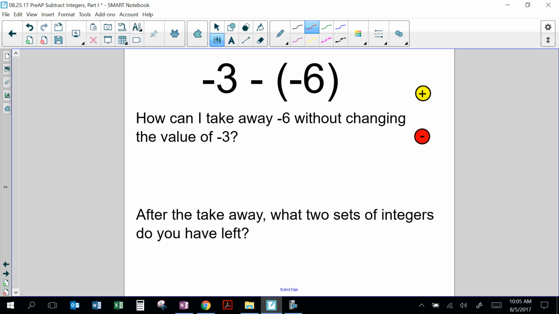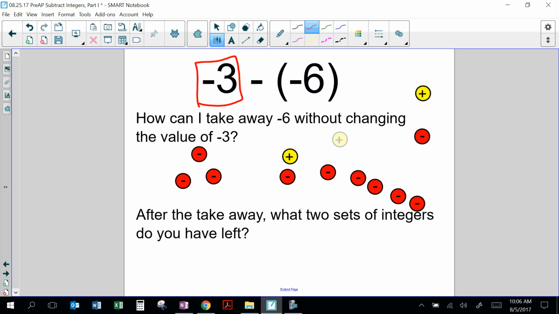It's the same as saying 6 plus 2 equals 8. How can I take away negative 6 without changing the value of negative 3? So again, what number are you starting with? You're starting with negative 3. I need to take away negative 6. So I need some zero pairs. I need 6 zero pairs.